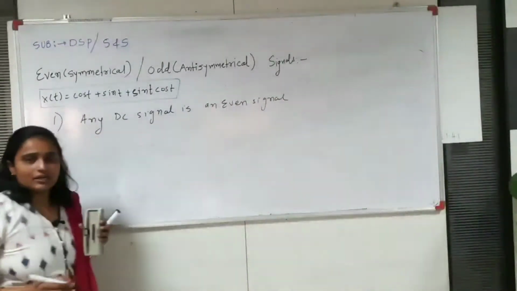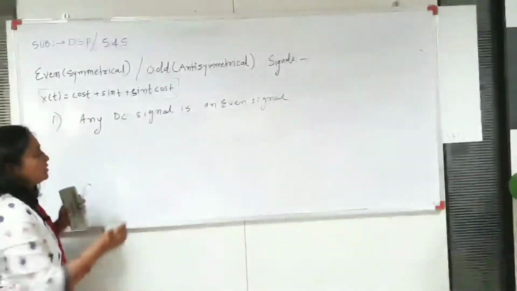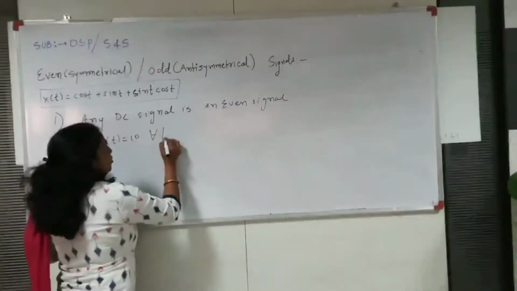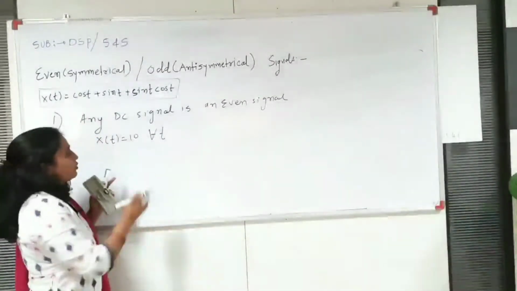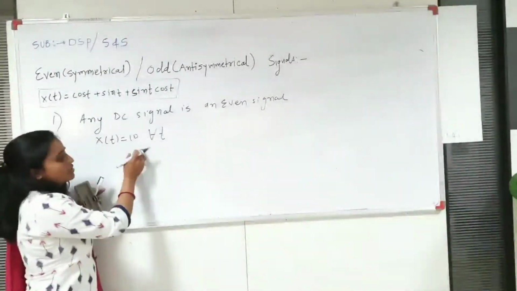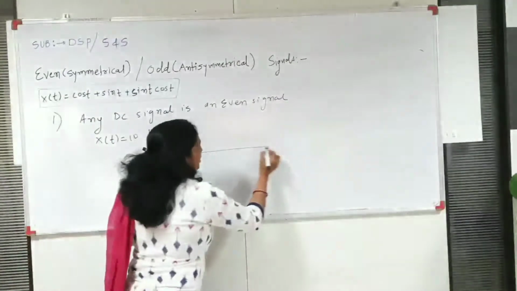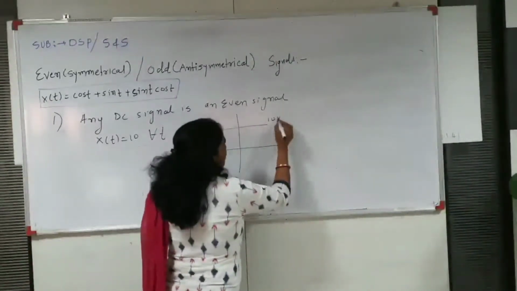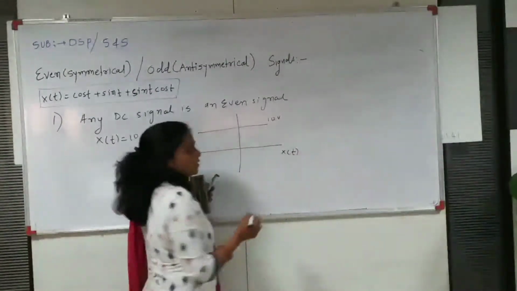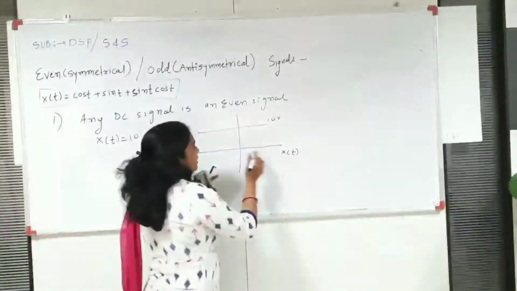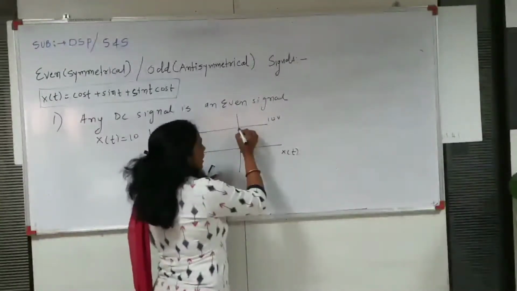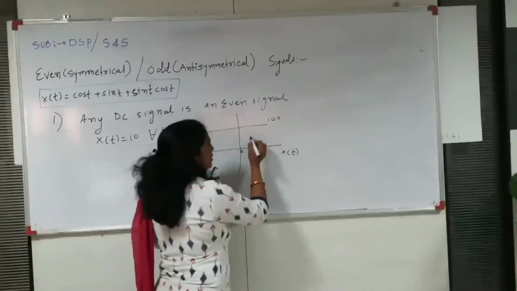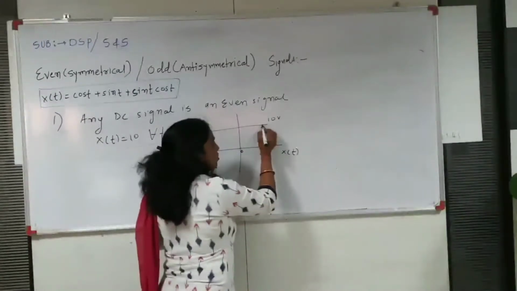Okay, so let's take one example for the DC signal. x of t is 10 for all values of t. As we know, the DC signal is nothing but a constant value. So if I am plotting any DC signal, that is 10 volt, okay. See here, this x of t is 10 for any value of time. So for 0 it's 10, for 1 it's 10, for 5 it's also 10.